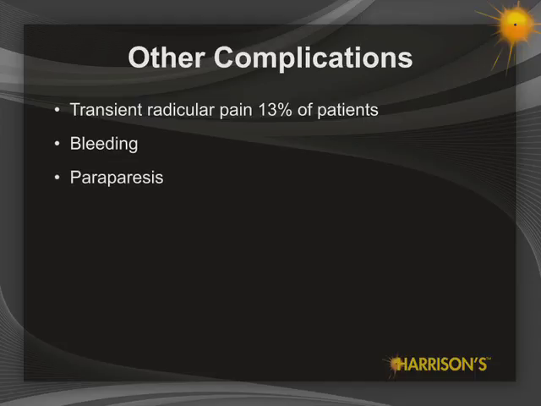Paraparesis has been reported in patients receiving anticoagulation. Infection is a rare complication but has been reported. Brain herniation is a possible complication but is far less common with the routine practice of neuroimaging, MRI or CT scan, prior to performing the lumbar puncture to rule out intracranial mass or mass effect.